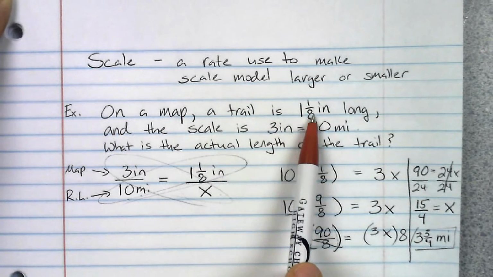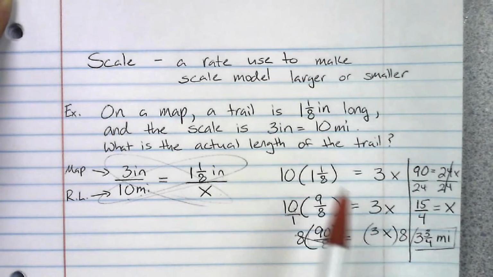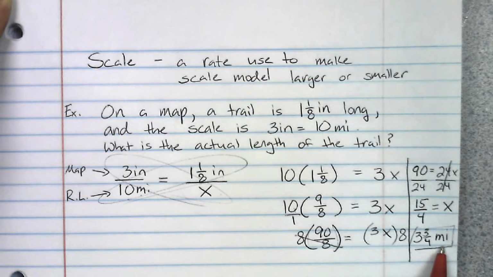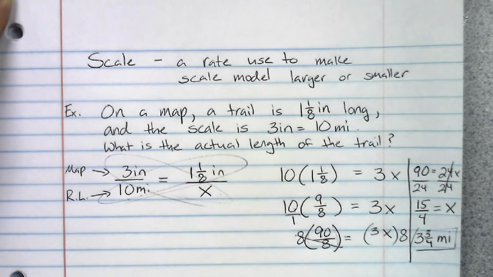So the trail that's 1 1/8 inches long on the map with a scale of 3 inches to 10 miles is going to be about 3 3/4 miles in real life. And if you understand that, you understand everything for this section.